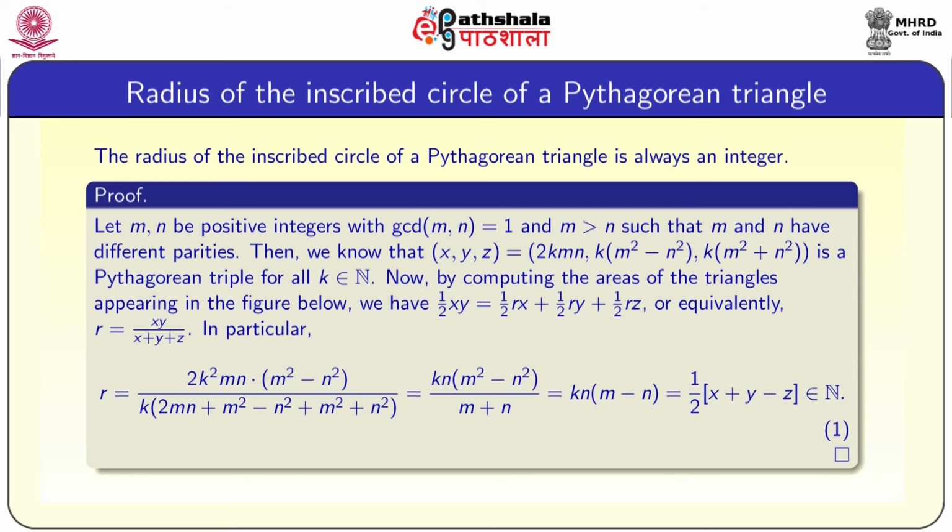It is because x and y have a different parity. So that entire thing is even, x plus y minus z is even. So 2 divides x plus y minus z. So r is a natural number. So what we proved is the radius of the inscribed circle of a Pythagoras triangle is always an integer. r is the radius, and it is an integer.